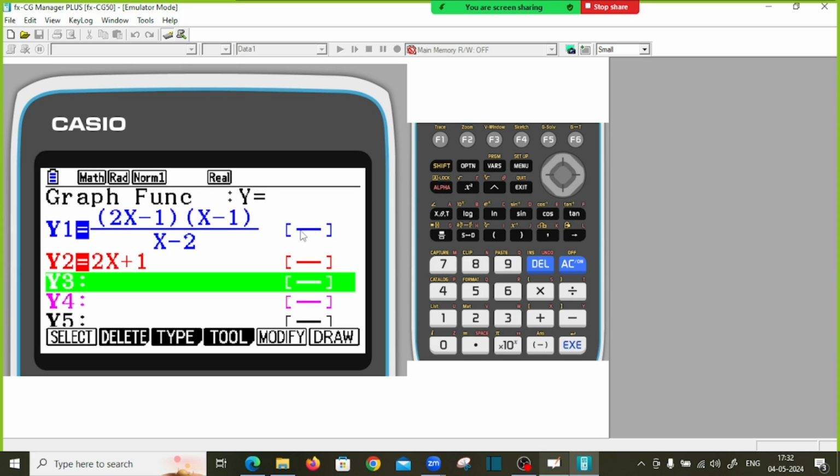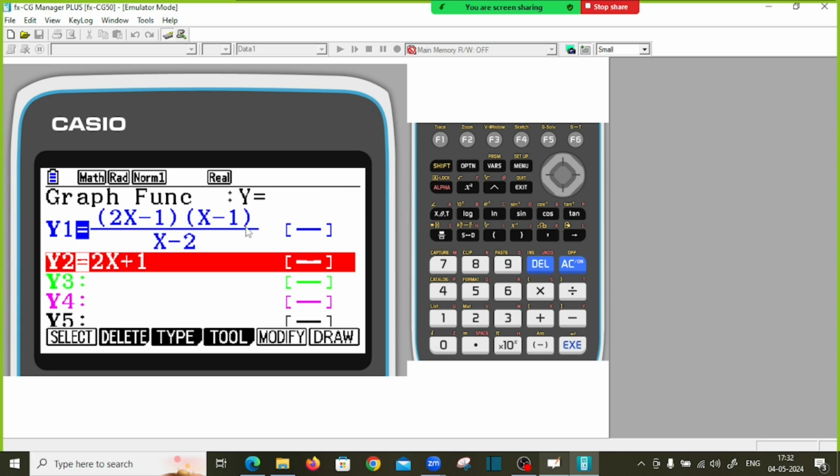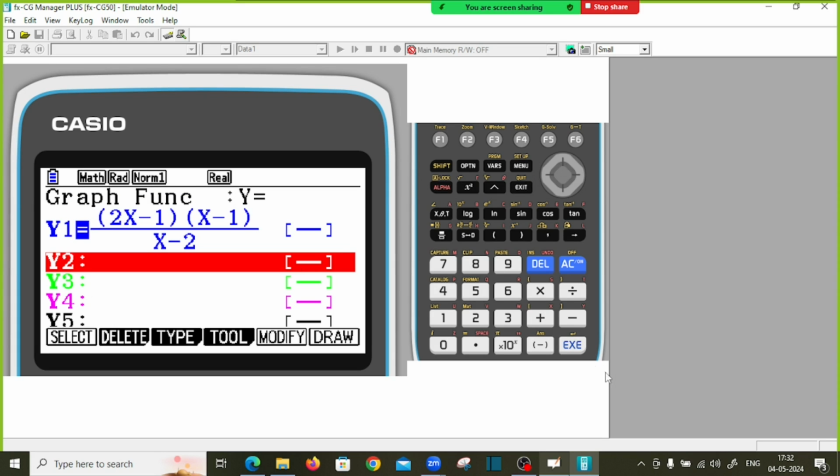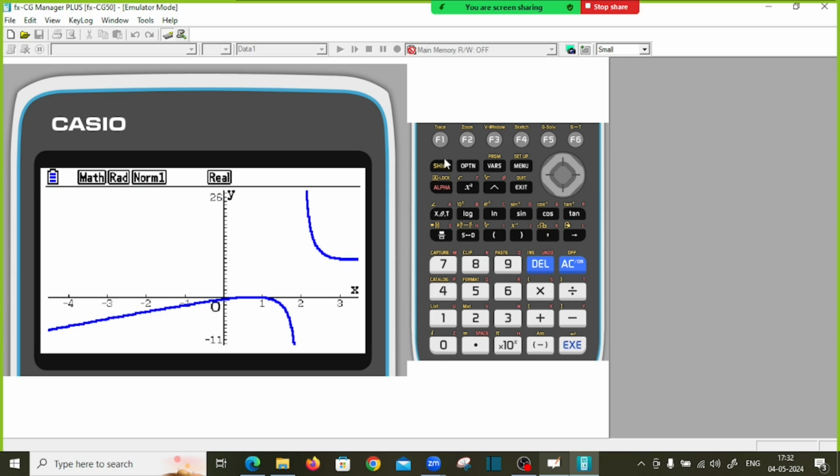We have to find the roots of f(x), that is y1. So I am deleting this f2, so y2. Yes, we have deleted this, and now execute. This is the function, and we have to solve f(x) equals 0. It means the intersection with the x-axis. So we have to find basically the x-intercept. So we will go to G-Solve and we will find roots directly. So f1. Yes, this is the root: x equals 0.5, y equals 0, right? So this is the answer.